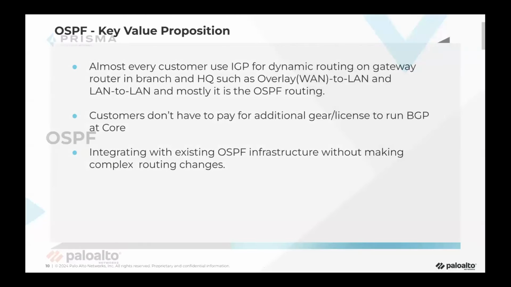So let's start with OSPF. Today we support static routing and BGP in the branch and in the data center, and now we are also introducing OSPF. Almost every customer uses an IGP as dynamic routing on their gateway router in a branch or the HQ, and it's mostly OSPF.